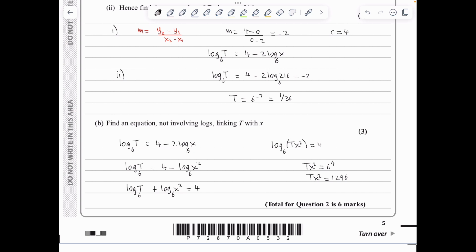Notice that we don't have to make t the subject of the formula. We just need to obtain an equation that links t with x without involving any logs.